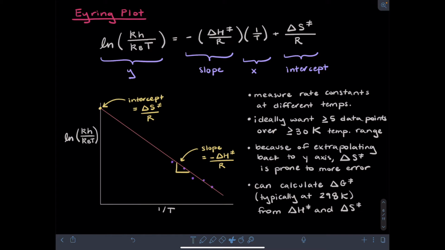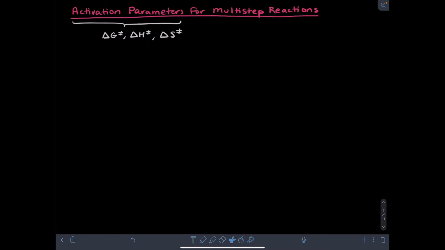And while the Eyring plot doesn't give you delta G double dagger directly, you could solve for it, usually done at 298 Kelvin, using your delta H double dagger and delta S double dagger values that you derived from the Eyring plot. I want to talk a little bit more about our delta G double dagger, delta H double dagger, and delta S double dagger terms. These are collectively known as activation parameters.